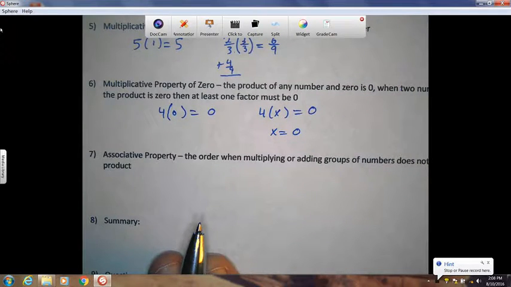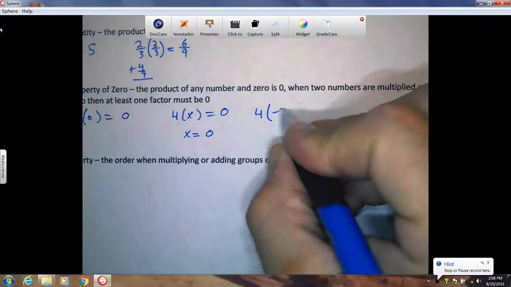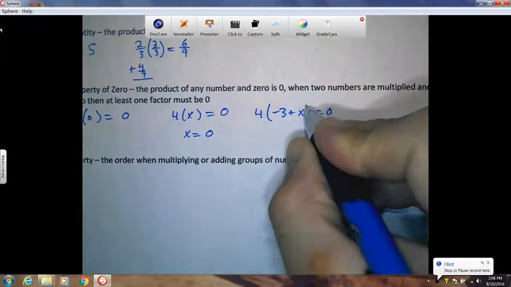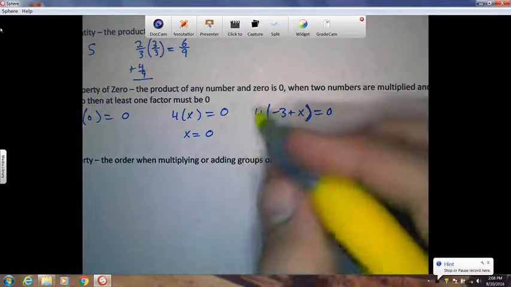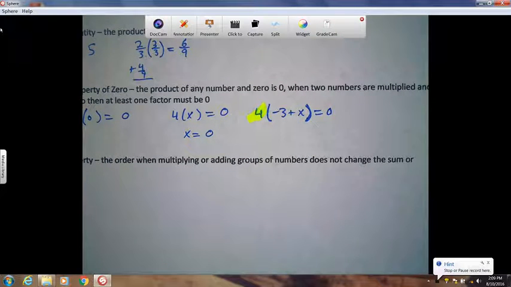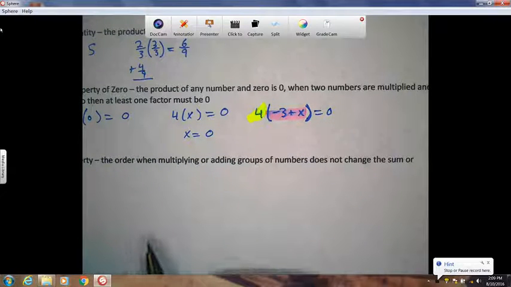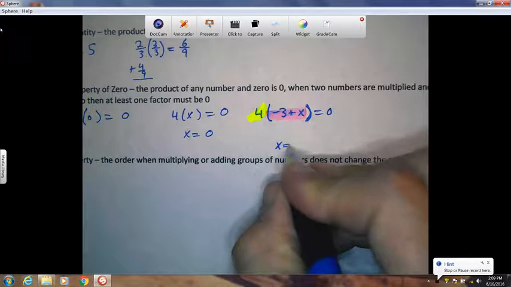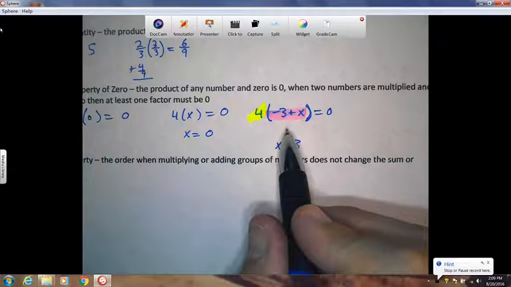What if I make it a little bit more complicated? What if I take 4 and multiply it by -3 plus x, and the answer is 0? I still have two things that I'm multiplying. I have the 4, and I have the -3 plus x. One of those has to be 0. Well, 4 is not 0, it's 4. So what's inside the parentheses needs to equal 0. So that tells me that x is equal to 3, because -3 and +3 will add to 0. Those are actually additive inverses.